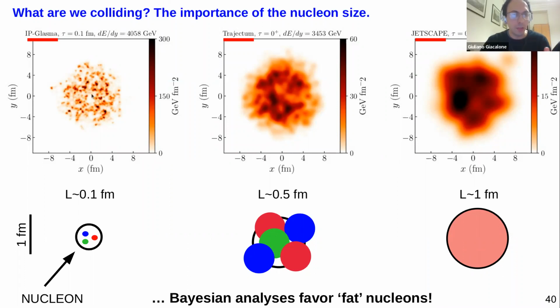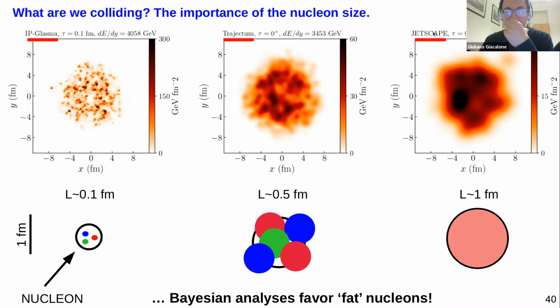There are differences in the way these energy densities are created, but what really matters for these plots is the size of the nucleons. In IP plasma, you have a proton which is highly fluctuating with 3 small hotspots, and the associated length scale is 0.1 Fermi, and this leads to these very spiky structures. Trajectum is a framework which has done Bayesian analysis with the Trento model with substructure, and the size here is 0.5 Fermi for the constituents. So these are pretty fat constituents in a fat nucleon, and this is the picture you get.